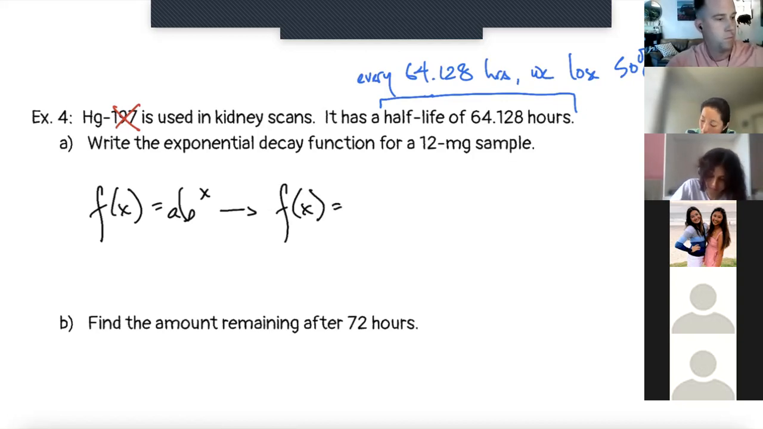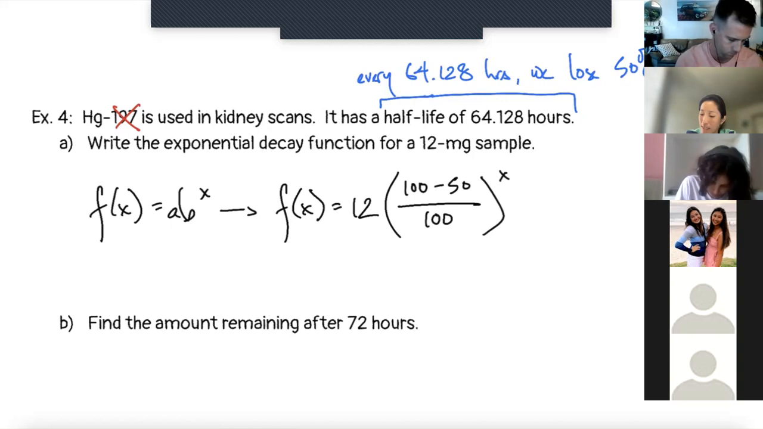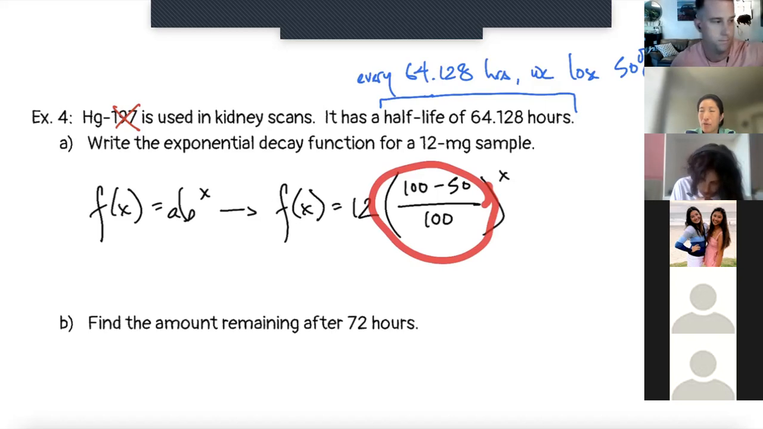I think we're going to find that we have a 12 in for our A. That's our starting amount. And in for B, I would write 100 minus, because we're losing value, 50 all over 100, raised to the x power. When we do 100 minus 50 over 100, what do we get? 50%. I mean, 0.5. Yeah, we get 0.5.